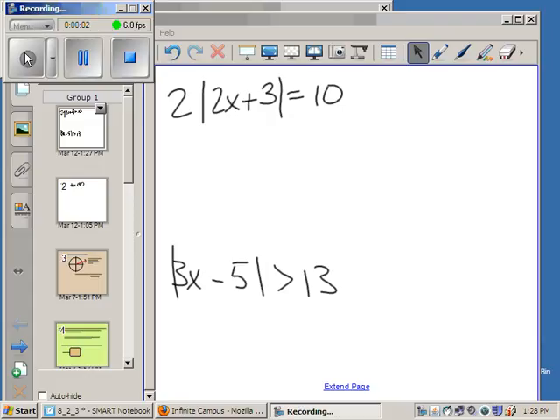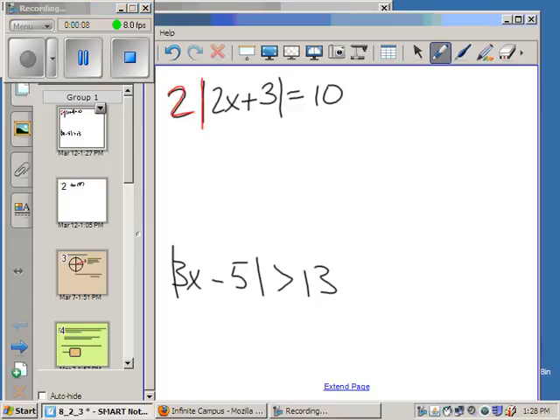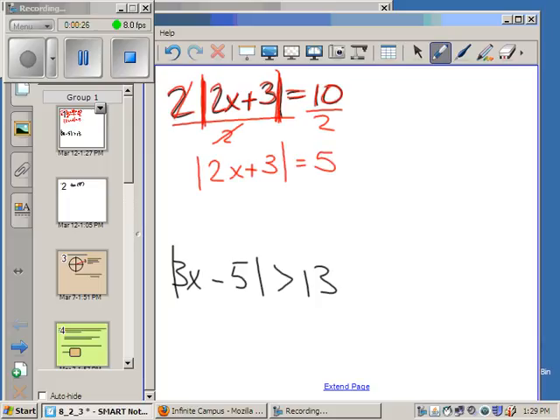So when you're working with absolute value symbols, like I have up here in this problem, 2 times the absolute value of 2x plus 3 is equal to 10. Your best bet, because you want this absolute value symbol to be alone, is to divide both sides by 2, because that'll get the absolute value of 2x plus 3 alone. So the absolute value of 2x plus 3 equals 5.